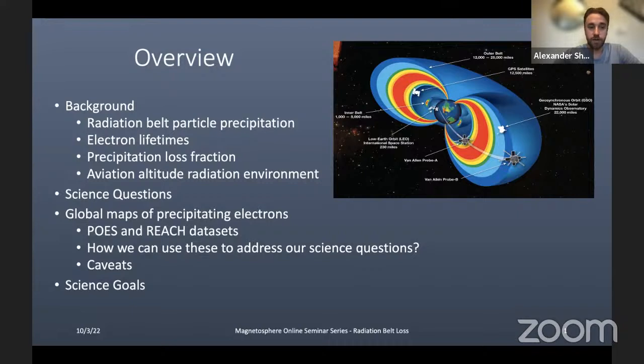The work is currently ongoing, so I'm not going to be showing any significant results today, but I will discuss our methodology of how we plan to create global maps of precipitating electrons and how we are going to use those to address our science questions.